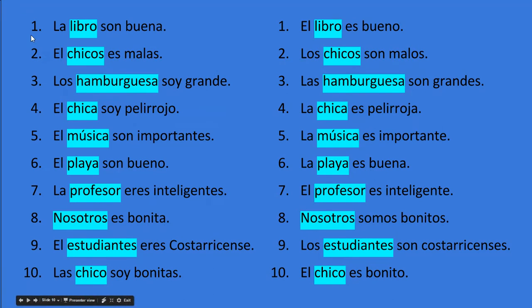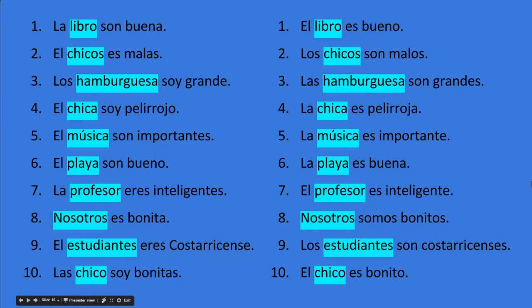Notice how number 1 goes from la libro son buena. We have to make it el libro es bueno. Libro is going to dictate everything else. It tells us which form of the word the we're going to use, how the verb is going to act, and the descriptive adjective. Now when I've gone to the plural, el chicos es malas. Again, we have to go to los chicos son malos. Los hamburguesa soy grande. Hamburguesa is going to dictate everything here. This should say las hamburguesas son grandes. And we have the pattern emerging throughout.